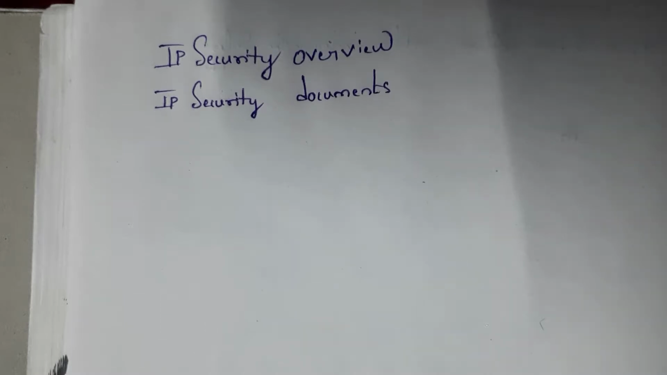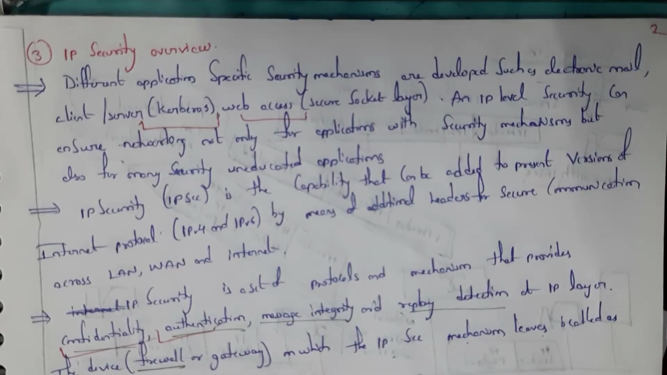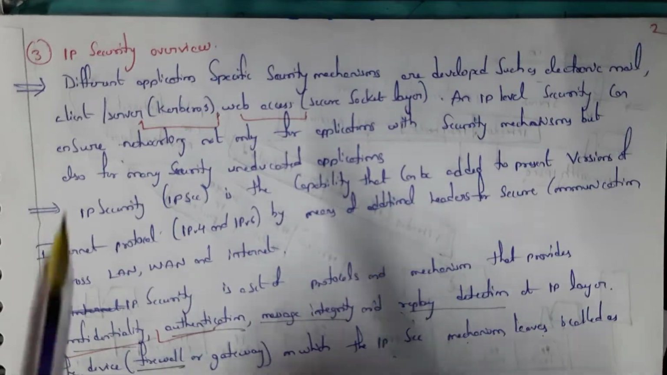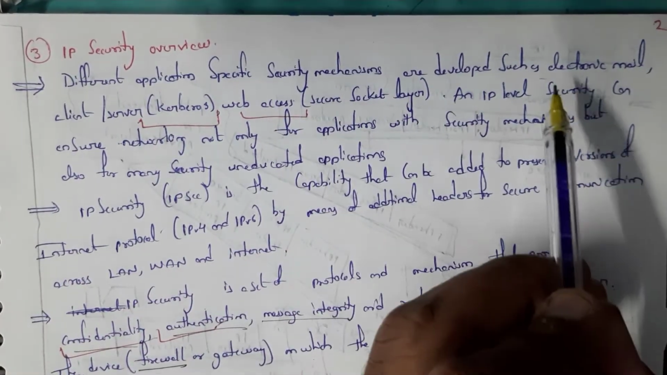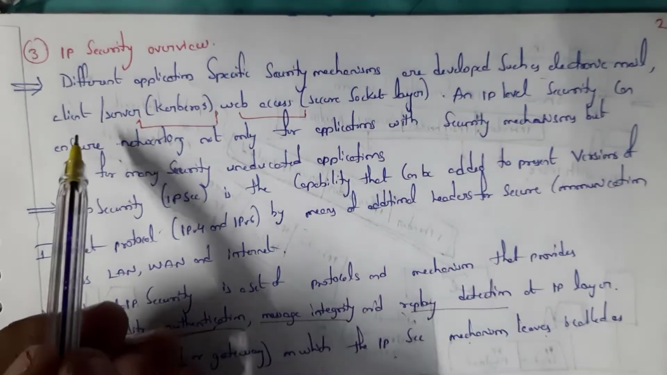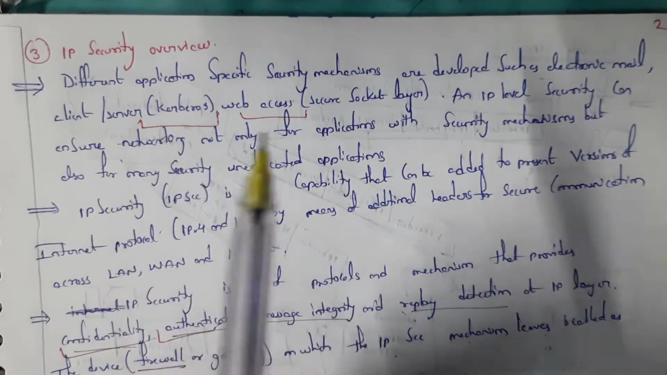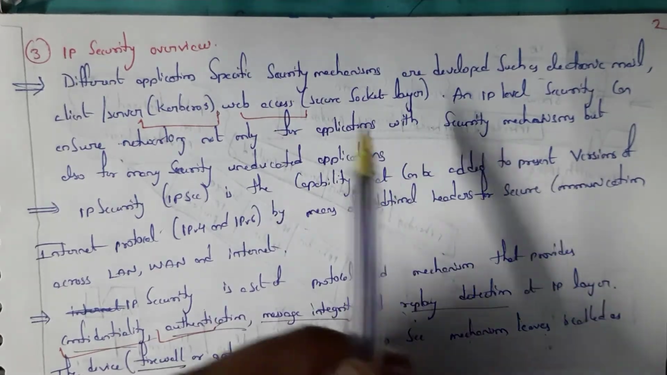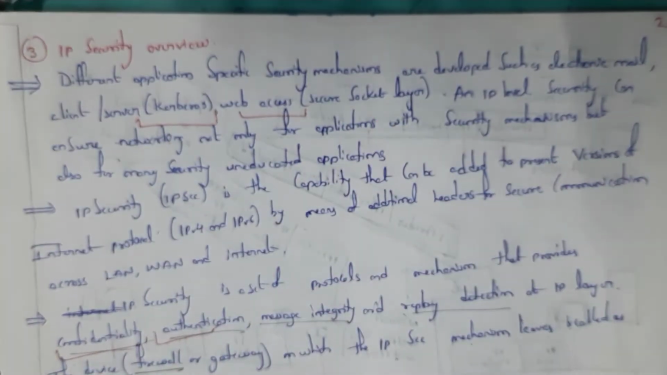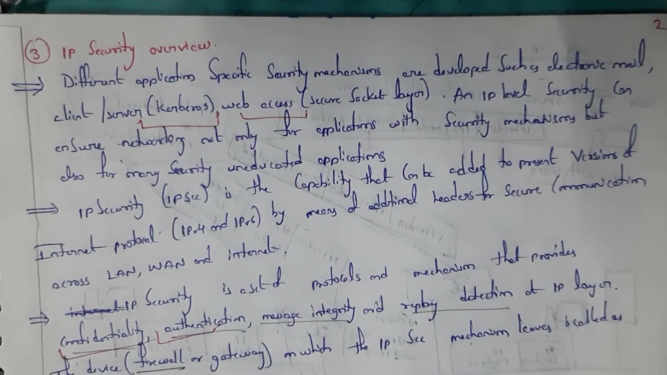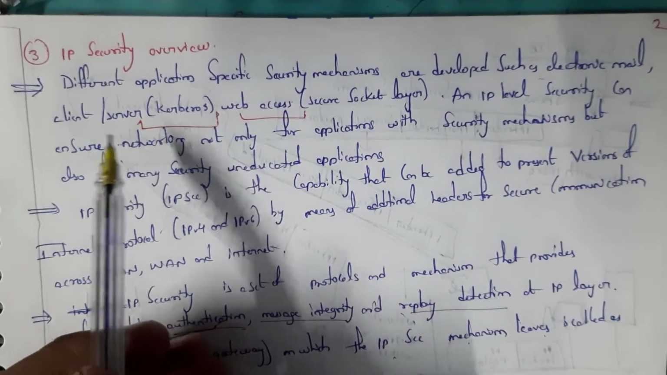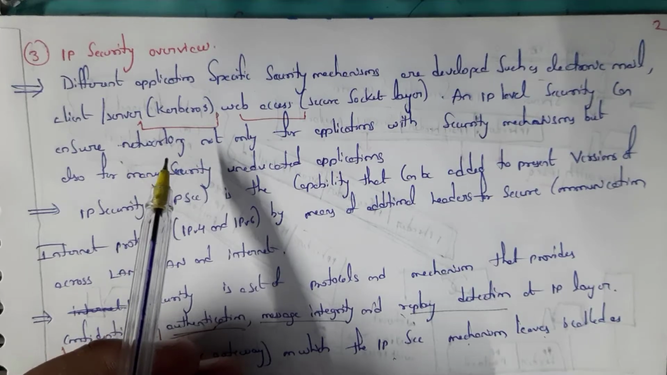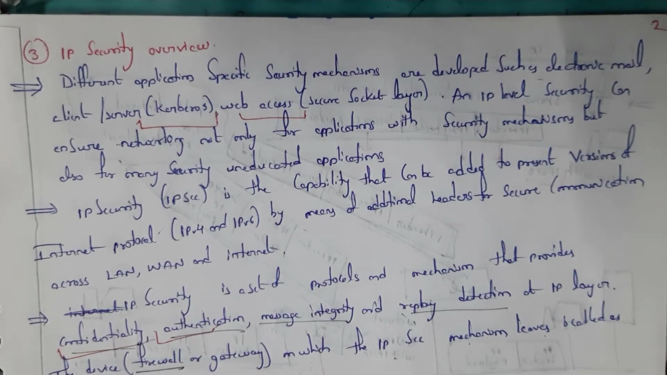Let's start our video. First one, what is IP security overview? Different application specific security mechanisms are developed, such as electronic mails, client server model that is Kerberos, and web access model that is secure socket layer. All these models are developed by using IP security.